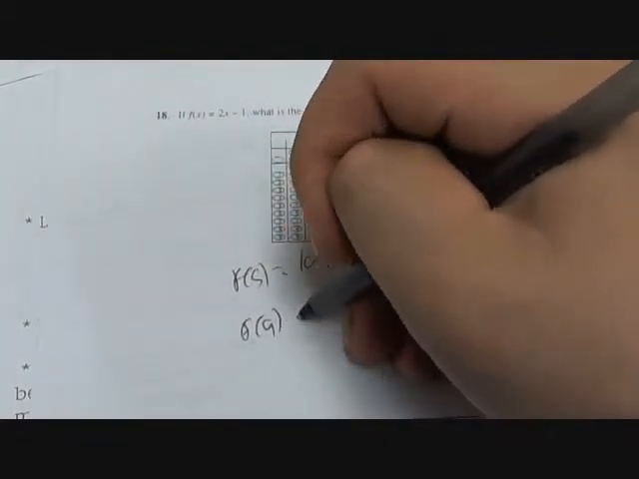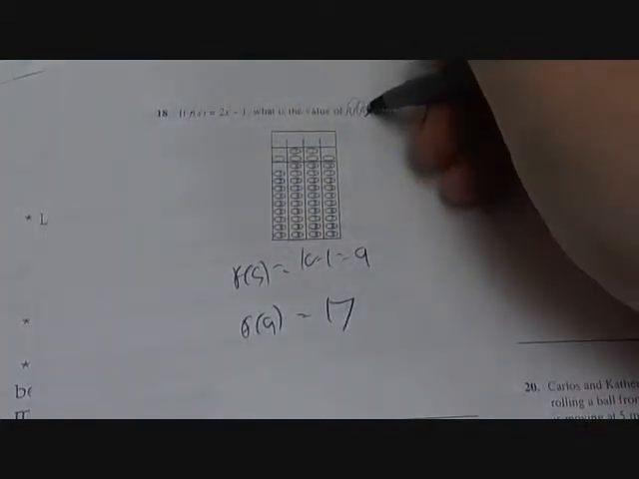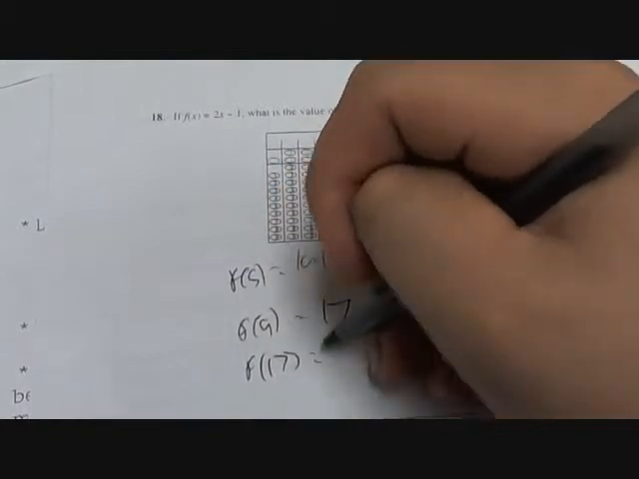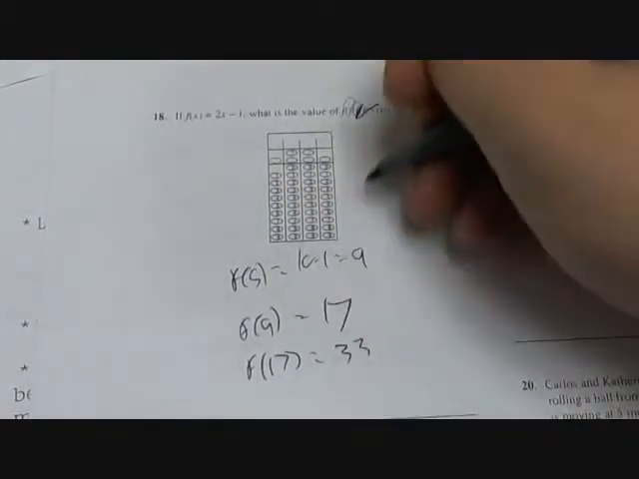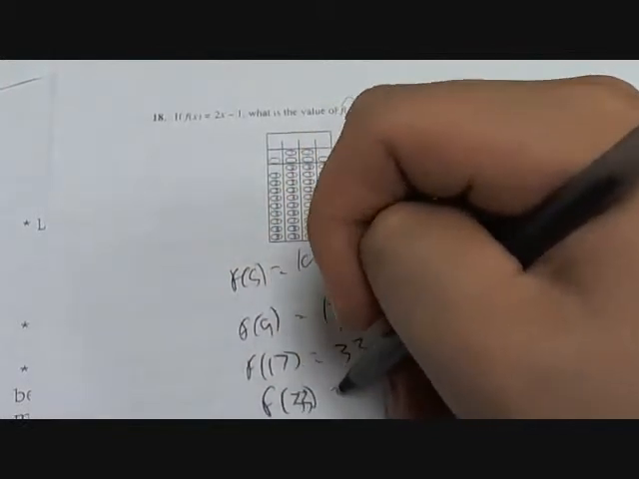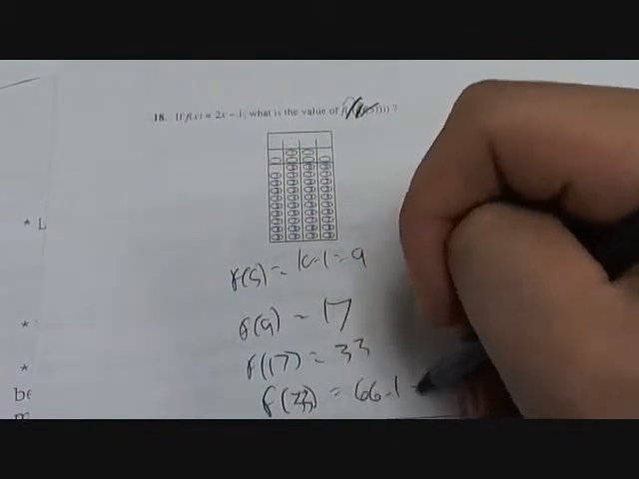Now we're next with the other f. f of 9 is equal to 17. So this f is gone. We have 2 more. f of 17 is 34 minus 1, which is 33. So this f is gone. Now the next one, f of 33 is equal to 66 minus 1, which is equal to 65. So the answer is 65.